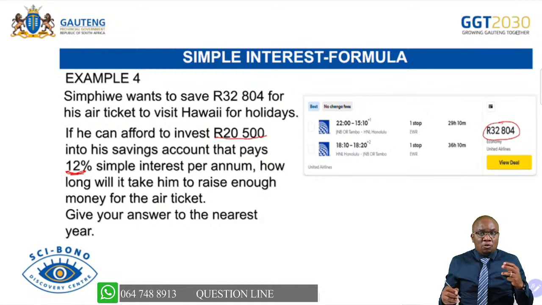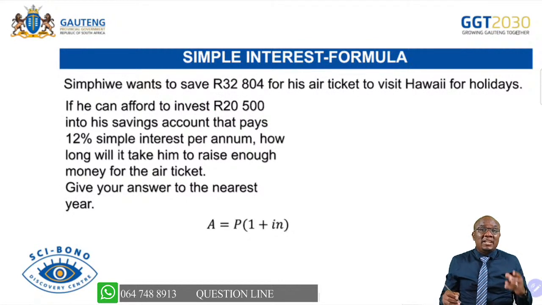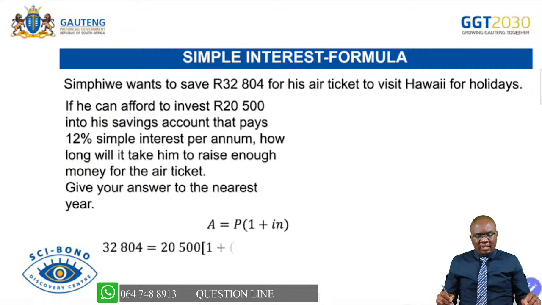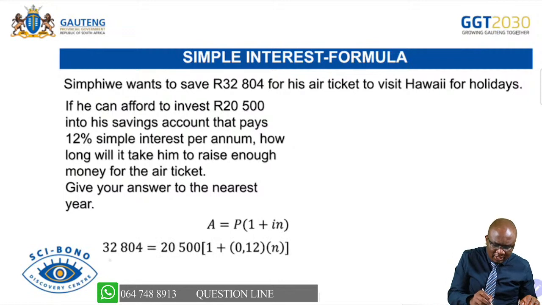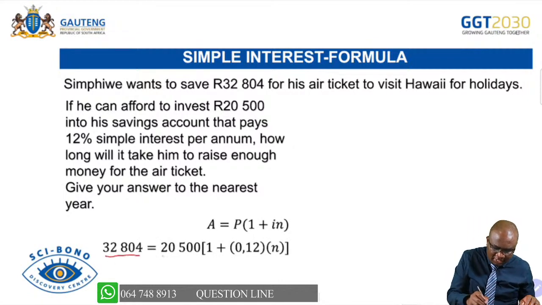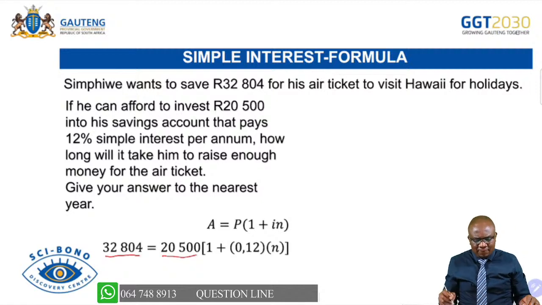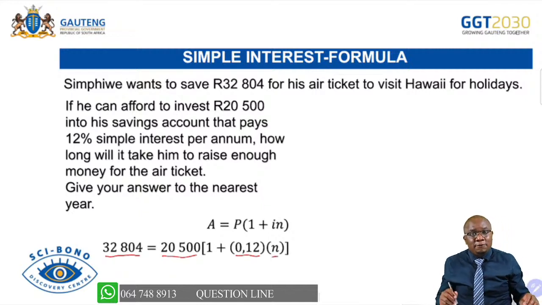Okay, right, I hope you tried. So now what you're supposed to do, write the formula, very, very important. Now mark your work. Even writing the formula, can you put a tick there? It's very, very important. Did you substitute correctly? Let's see. If you substituted correctly, mark your work. Is your A 32,804? Is your P 20,500? Is your I 0.12? And then N remains N because that's what we're looking for.